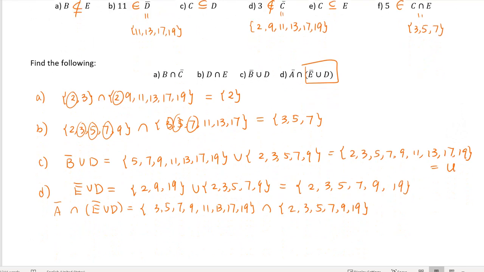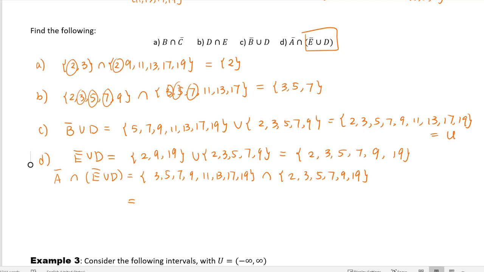Alright, what do we get? Let's see. Intersection, common elements. So we have 3, 5, 7, 9, and 19, right? Okay, so these are 3, 5, 7, 9, and 19. Do you have the same answers? Yes? Good. So let's continue.